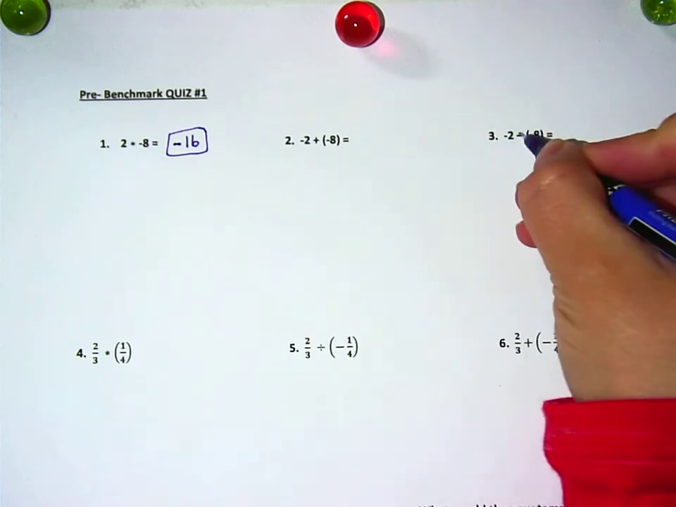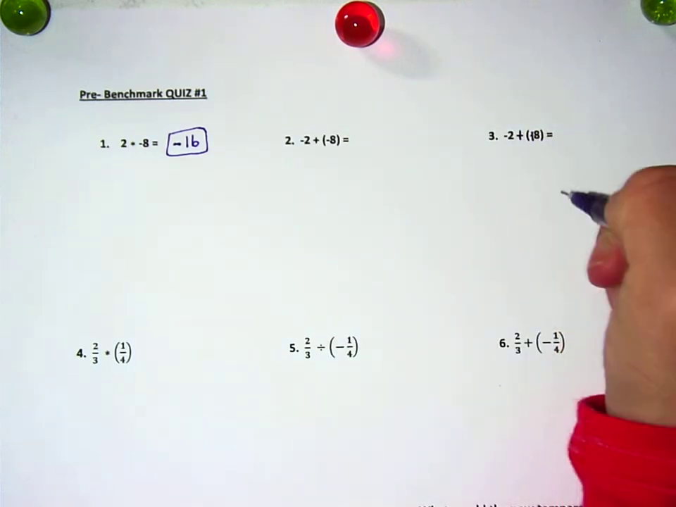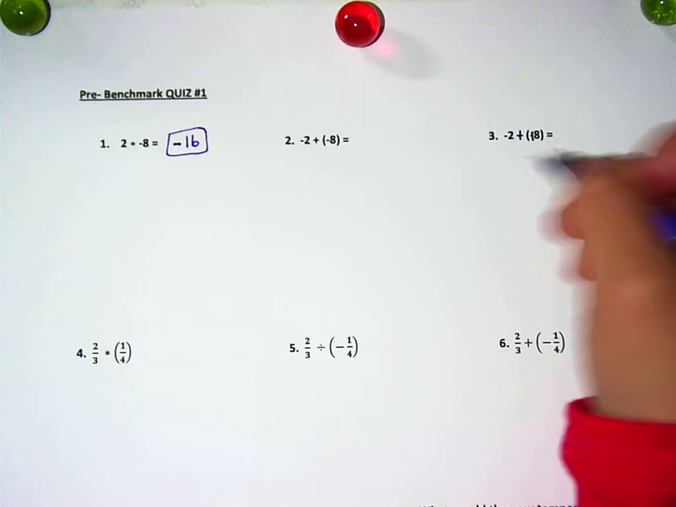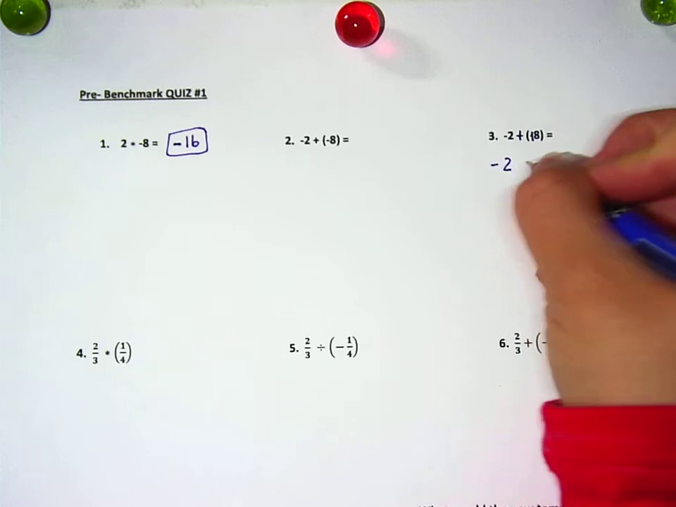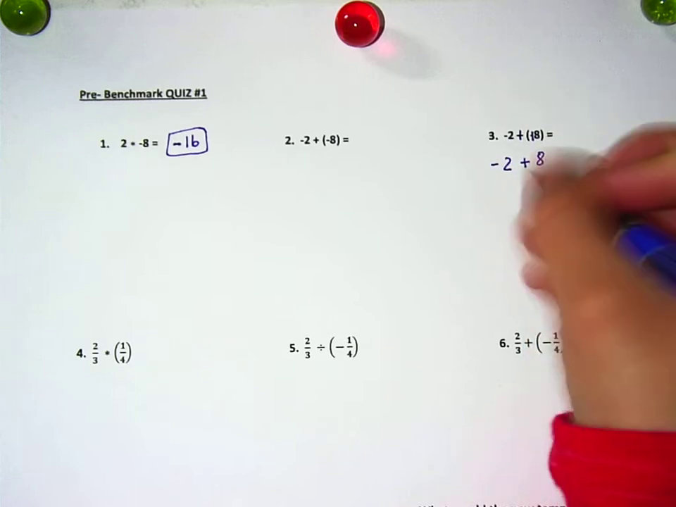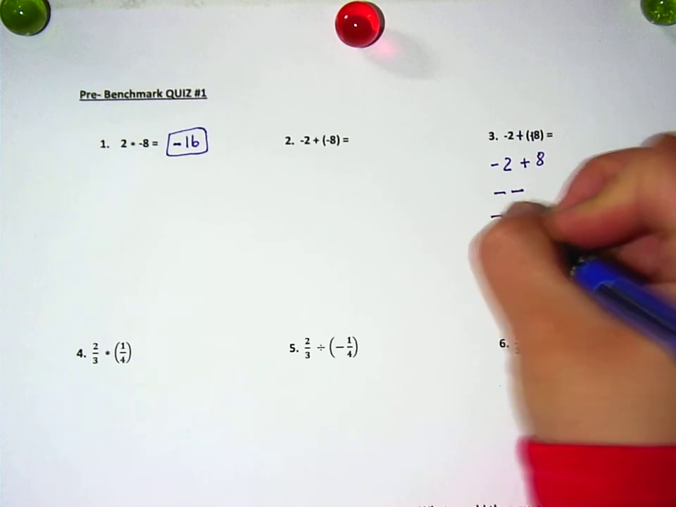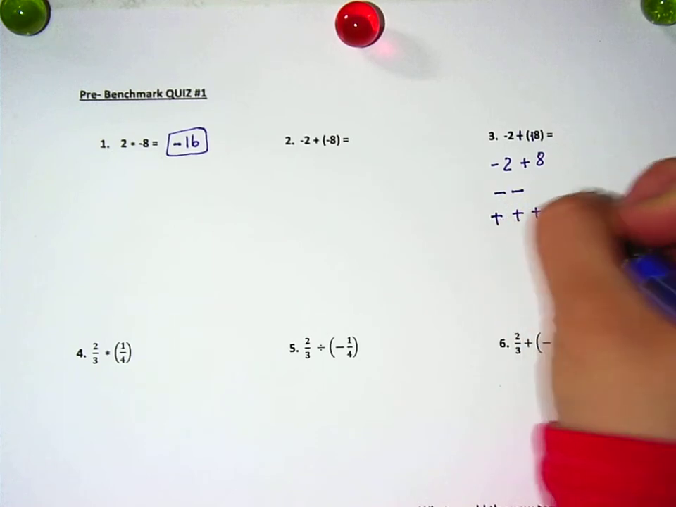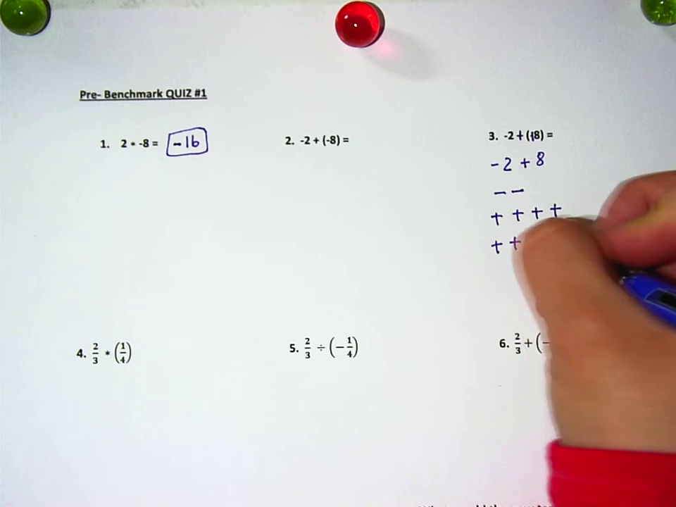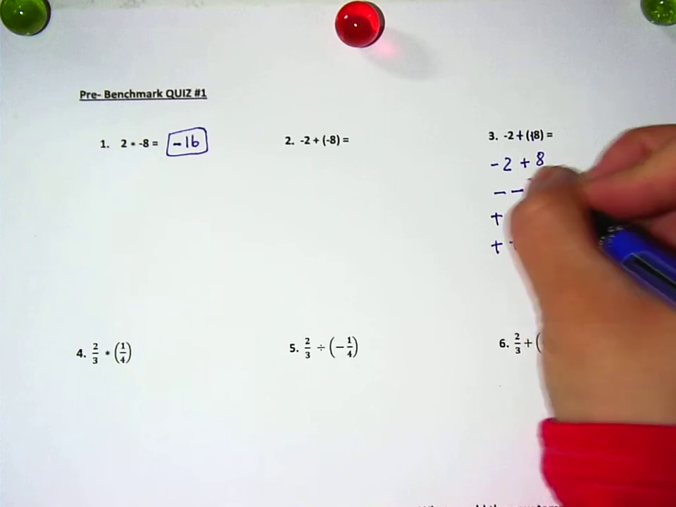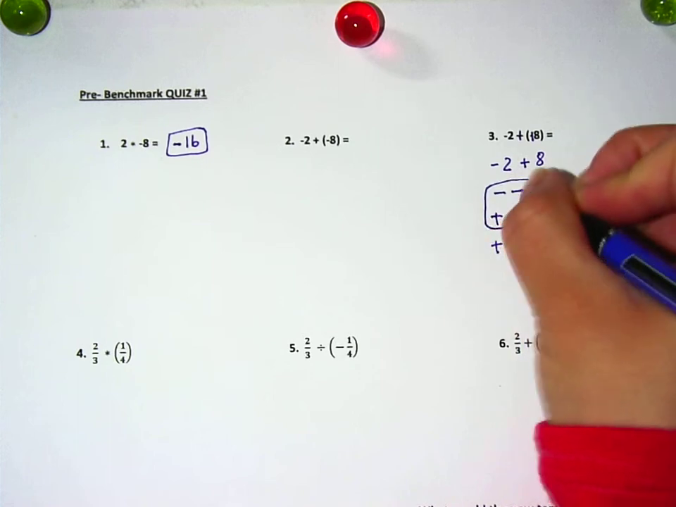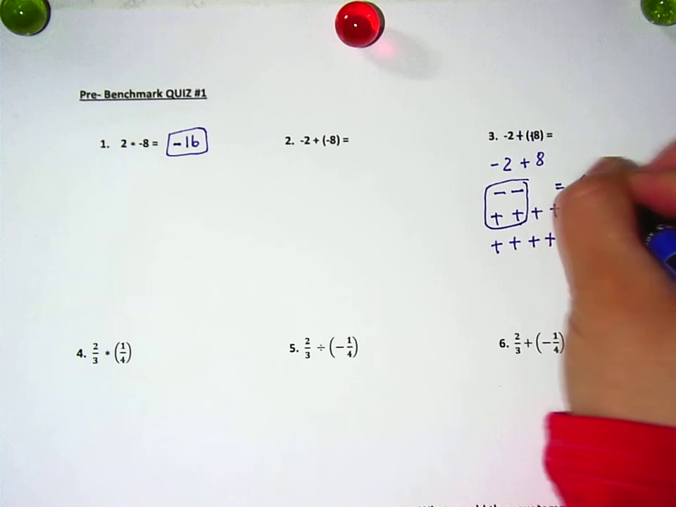Maybe let's do this quick. Here you've got 2 positives right there because there's 2 negatives in a row. So really this question is like -2 plus 8. And that's 2 negatives and 8 positives. So the 2 negatives and 2 positives cancel out, and you end up with 6 positives.